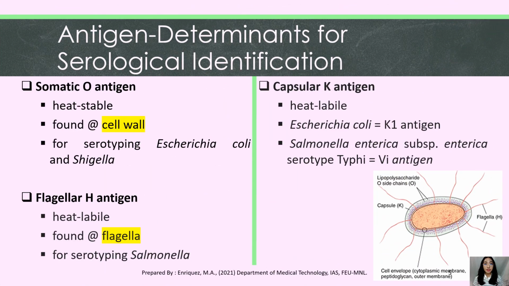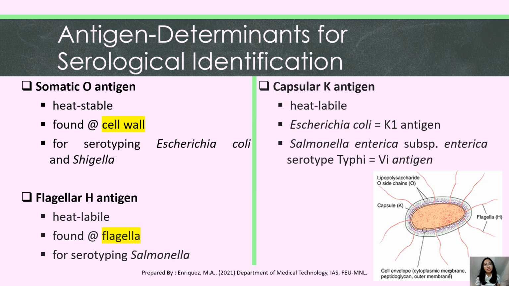There are 3 antigenic determinants that can be used for the serologic identification of infections that may be caused by enterobacteria, and these are antigens that can be found on different parts of a bacterial cell. So one of these is the somatic antigen, which can be found at the cell wall. So the somatic antigen is otherwise known as the O antigen. This one is heat stable, which sets it apart from the other 2 antigens kasi po itong dalawa, they are heat labile, meaning that they can be destroyed if the sample is subjected to heating.